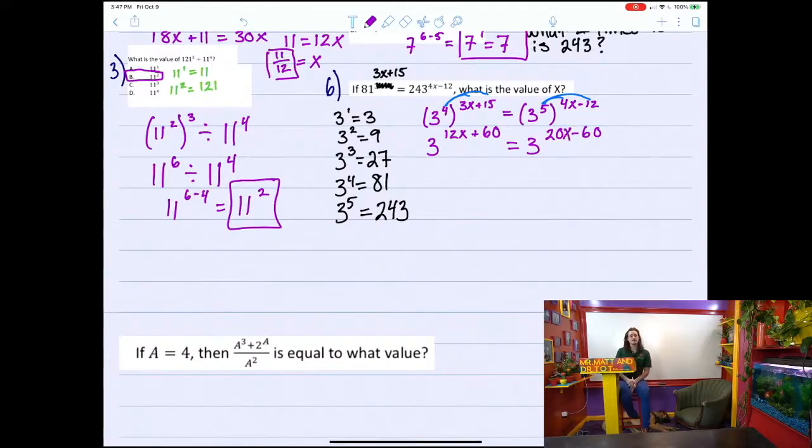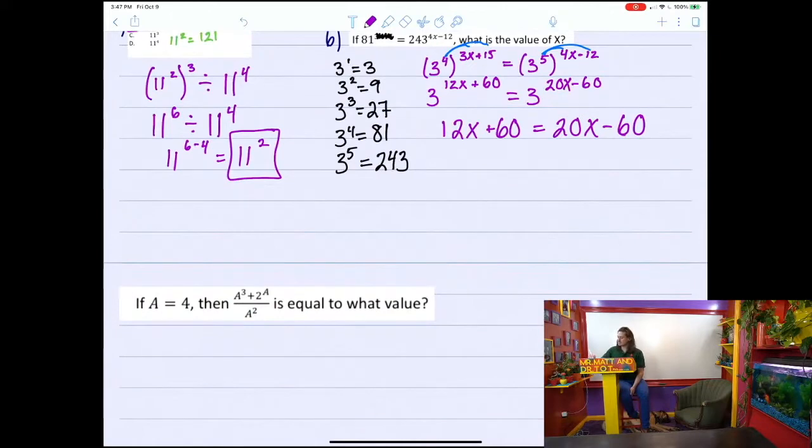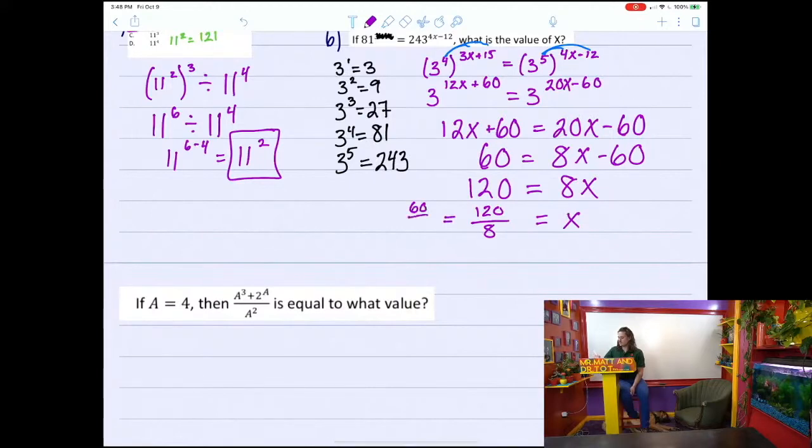So now I have common bases on opposite sides of an equal sign, so I can drop the bases and equate the exponents. So 12x plus 60 is equal to 20x minus 60. If I subtract 12x on both sides, then I get 60 is equal to 8x. If I add 60 on both sides, then I'm going to get 120 is equal to 8x. And then I'm going to divide by 8 on both sides. So x is equal to 120 over 8. That would reduce to 60 over 4, which is 15.